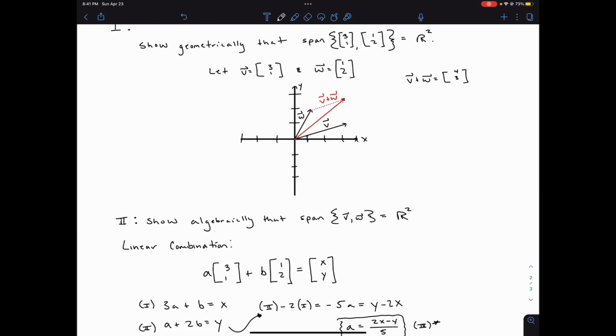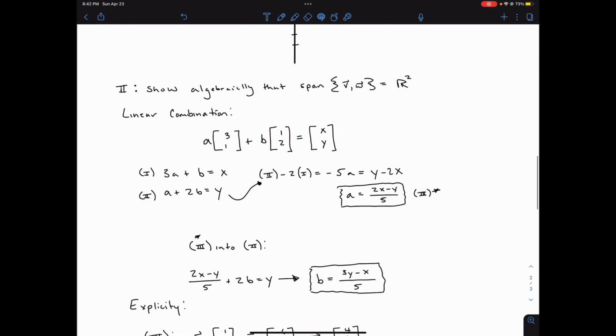Geometrically, let's let V describe the (3, 1) vector and W the (1, 2). If we look at V plus W, we see that this is our resulting vector right here. And using any linear combination, any scalar multiple of V and W, we will be able to take this vector and scooch it around this whole plane. This sweeping motion around the plane shows that we can get anywhere within R2, so any linear combination will be able to get us to any point. Therefore, the vectors span the space.